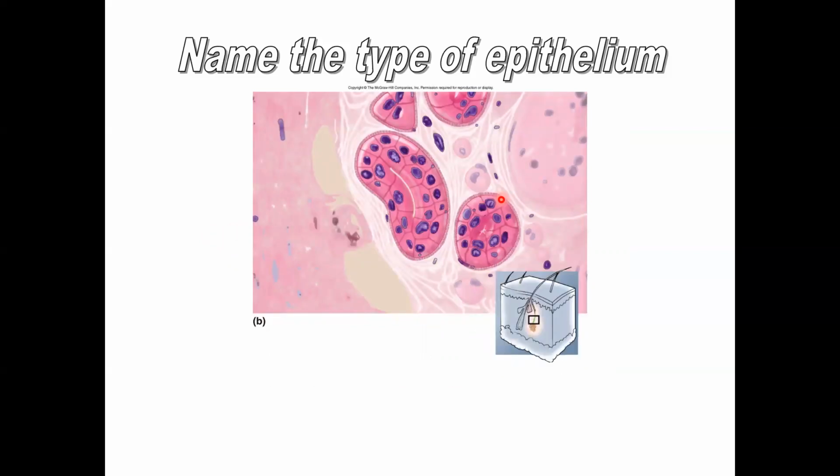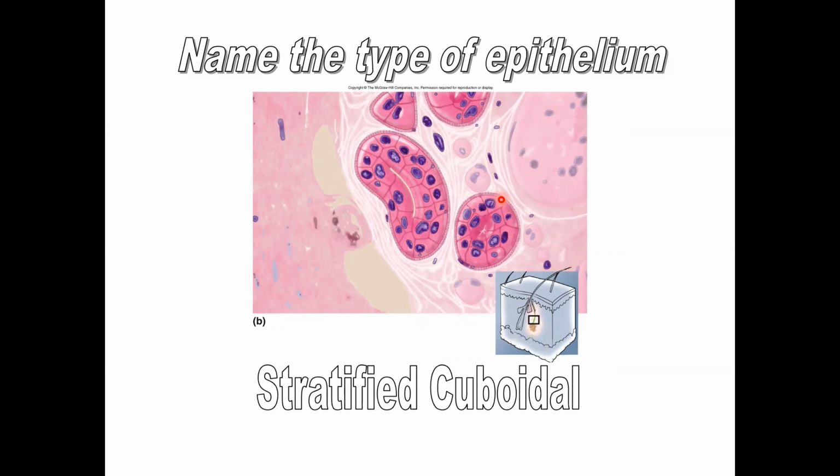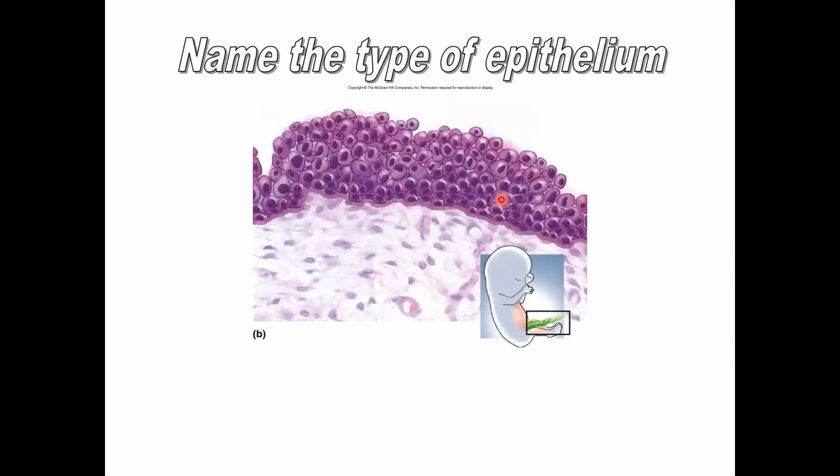All right, this one, more than one layer, stratified. What shape? Cuboidal, in the duct of our sweat gland. This one is tricky. In the umbilical cord, these cells are fat, but as that umbilical cord stretches and pulls, they may look more columnar. This is transitional epithelium.